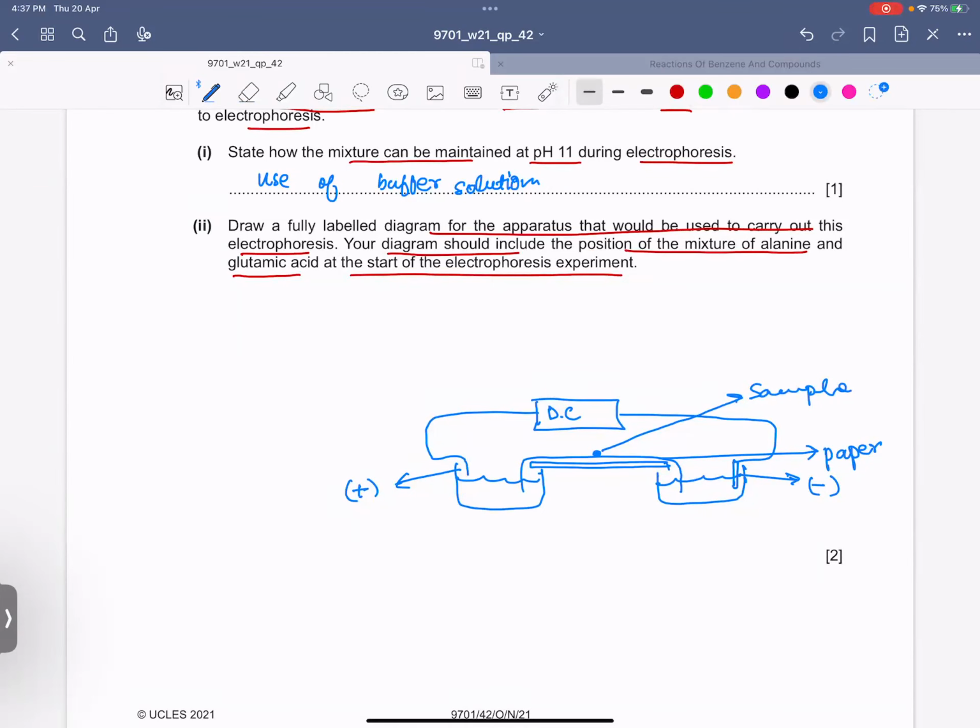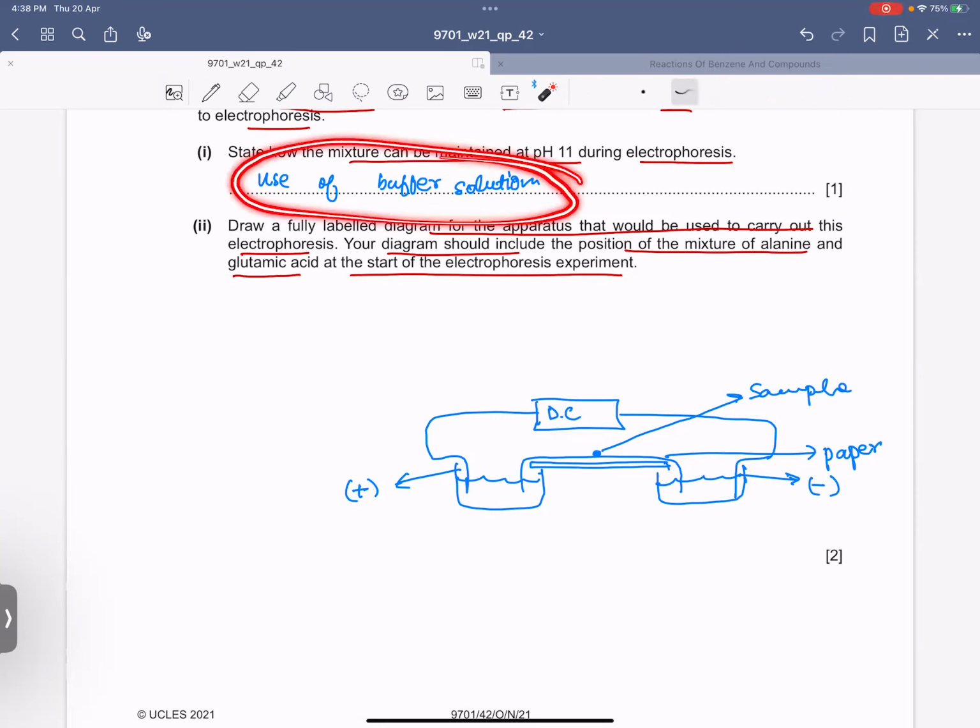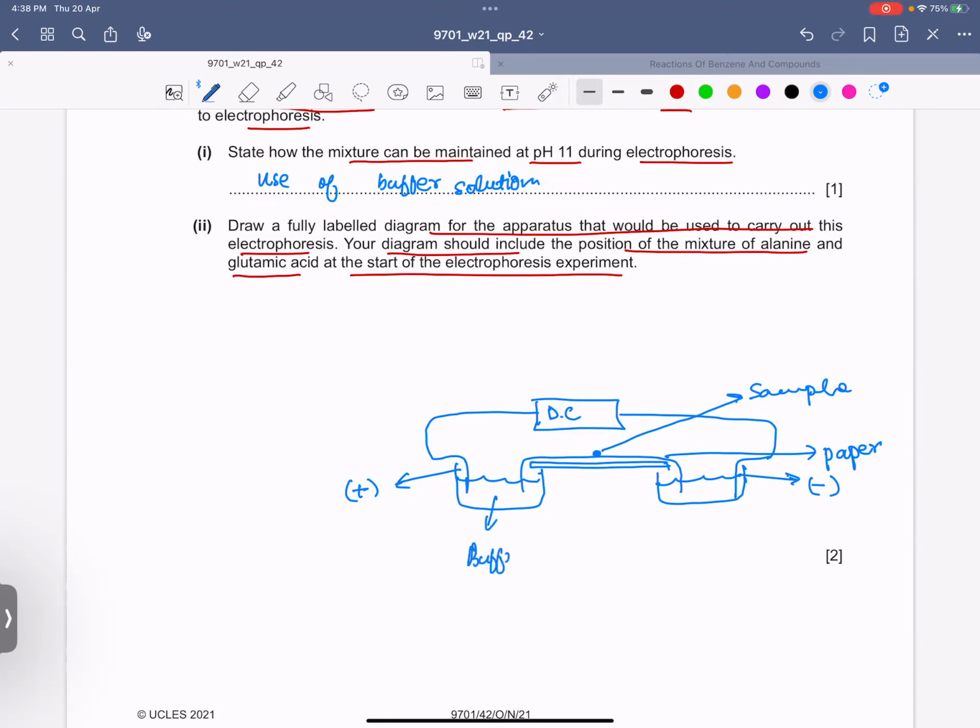You are saying that we have to connect like this? Yes, the thing is that then we can't use a buffer solution, because these solutions are the buffer solutions. So we need the buffer solutions to maintain the pH. That's why we have to dip it in these buffer solutions. Is it clear?